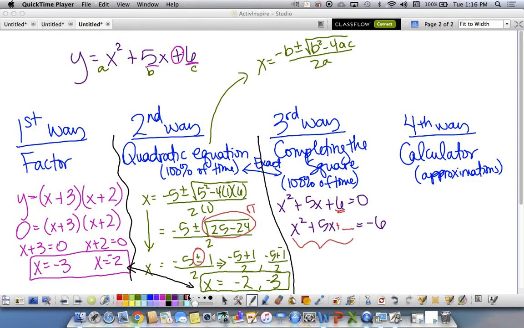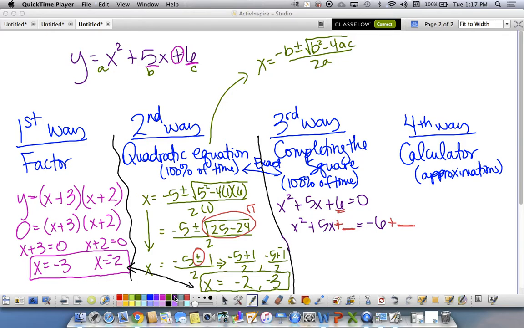With every equation, if I add something to one side, do I have to add it to the other side? Yes, I do. So whatever I fill in this blank with, I have to fill in this blank with. And I'm going to complete the square and have a perfect square. Well, how in the world are we going to have a perfect square?